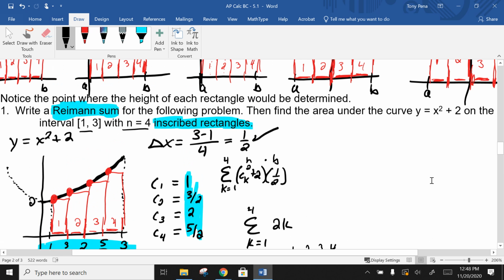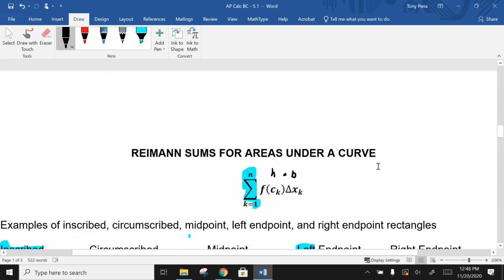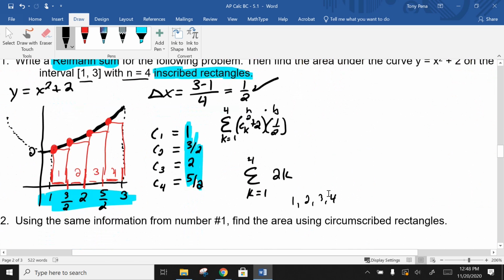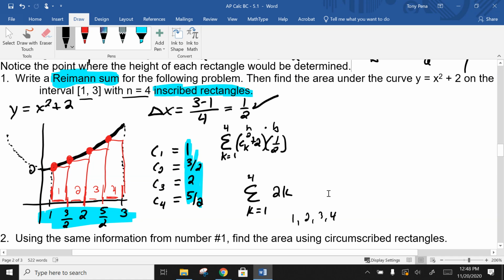That's why if you look at the top of your page, let me pull this up. Notice how this is not f of x. This is called f of c sub k. All right, so just a little change in notation. And here's why we want to now write it like that.